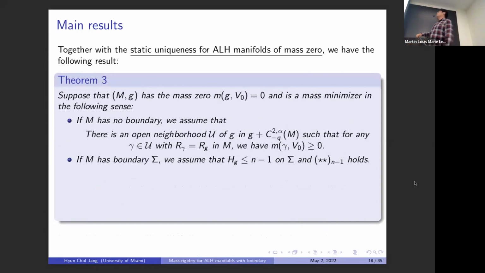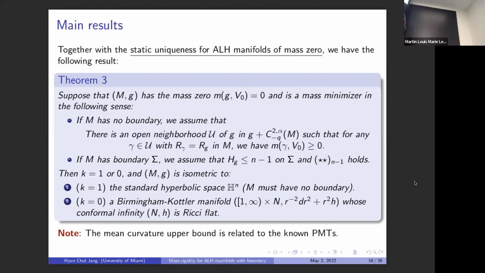So we want that stronger result in order to use this static uniqueness for showing the rigidity. Together with the static uniqueness for ALH manifolds of mass zero, we have the following result. The condition is this: we have an ALH manifold that has mass zero and is a mass minimizer in the following sense. If M has no boundary, then we only have this scalar curvature constraint. And if M has boundary, then we also need the mean curvature condition, so it is minimizing with a two-constraint condition there.